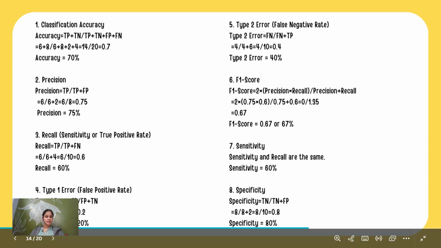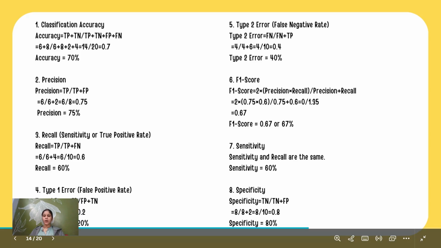For recall, sensitivity and true positive rate, we can calculate recall by TP upon TP plus FN, and the answer will be 0.6, so the recall is 60%. And type 1 error result will be 0.2, so the type 1 error is 20%. Type 2 error will be 40%, and F1 score is 0.67, so the F1 score is 67%.